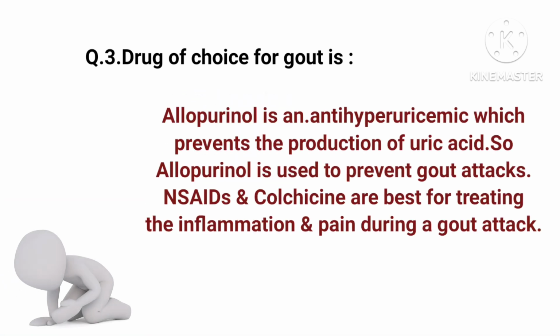Allopurinol is an antihyperuricemic which prevents the production of uric acid. So, allopurinol is used to prevent gout attack. Non-steroidal anti-inflammatory drugs and colchicine are best for treating the inflammation and pain during a gout attack.